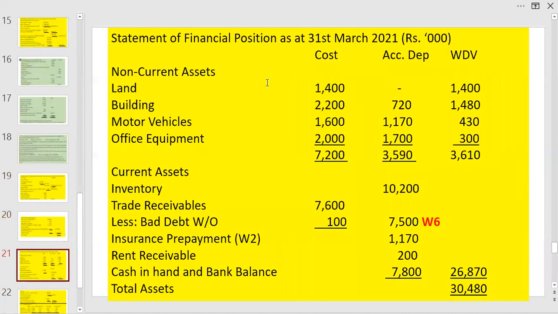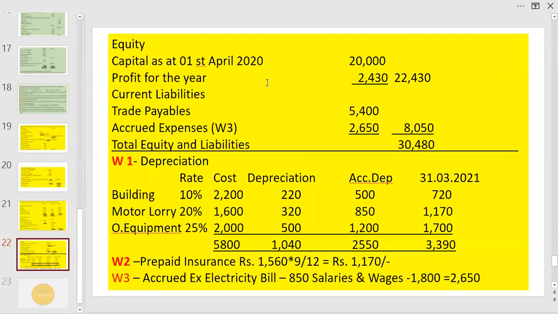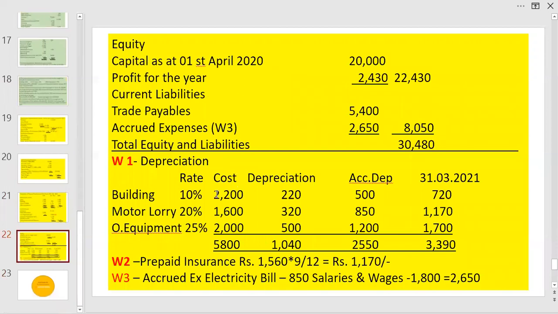Please note working 1. Adjustment 3. Insurance of 1,560 is relevant for the period 1st January to December. Only 3 months belongs to this period. Therefore, 9 months will be prepaid expenditure. Please look at working 2. Insurance of 1,560 into 75% of that, 1,170.